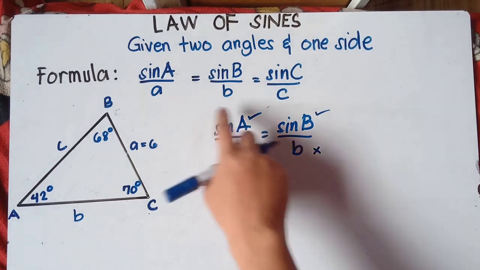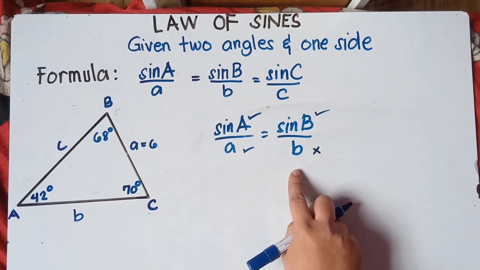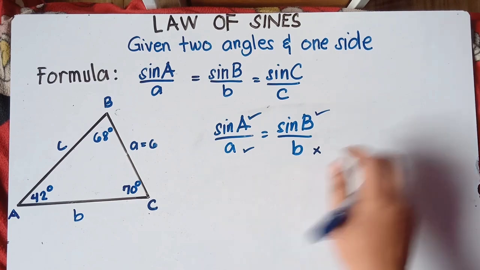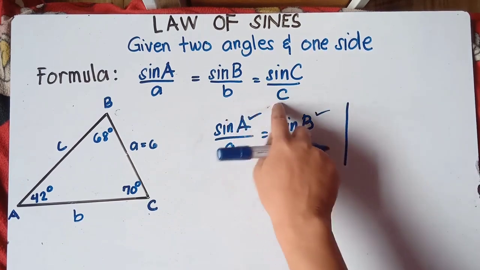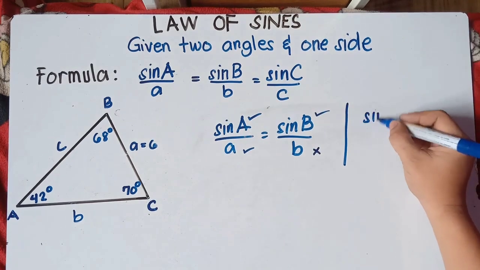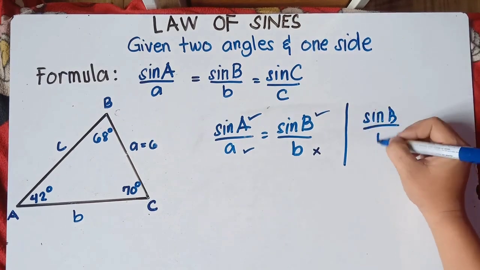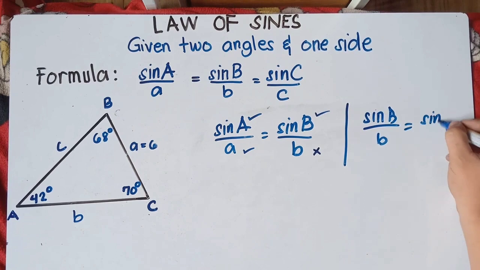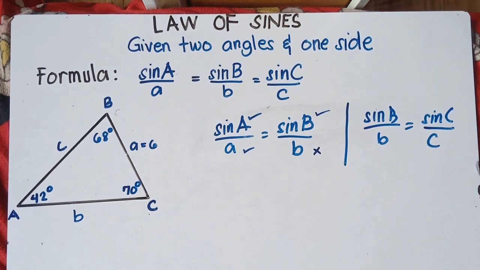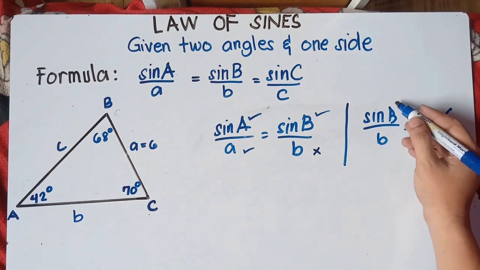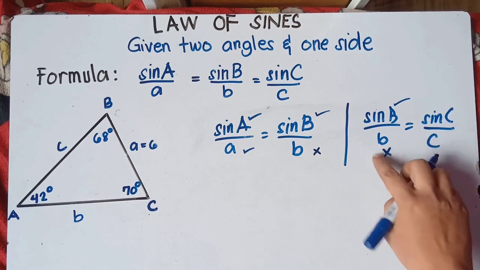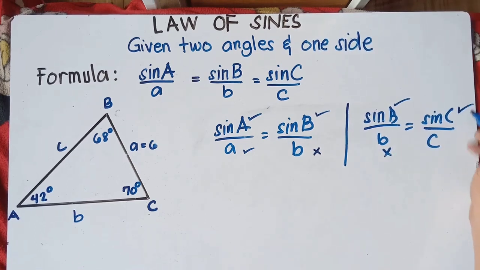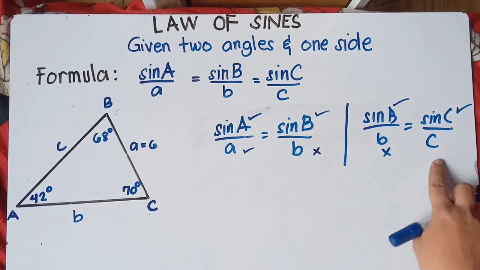To check if we can use sine A over A, sine B over B. Okay? So how about the other equation? Can we use it? Okay, let me write that. Sine B over B equals sine C over C. So sine B over B equals sine C over C. Do we have the sine B? Yes, we have the angle B. And small b, we don't have it. Do we have angle C? Yes, we have.